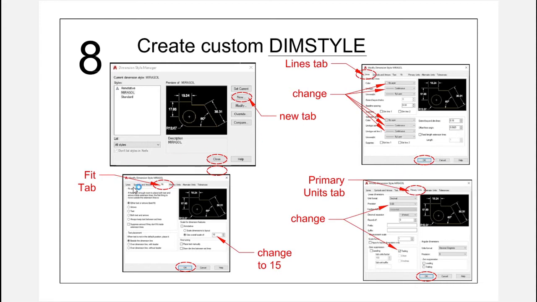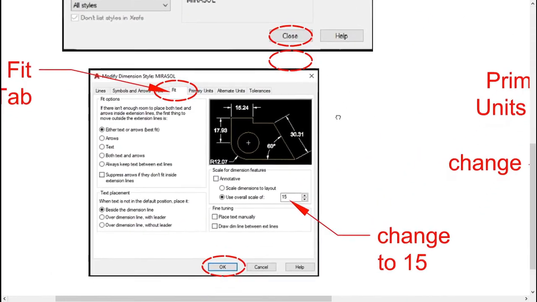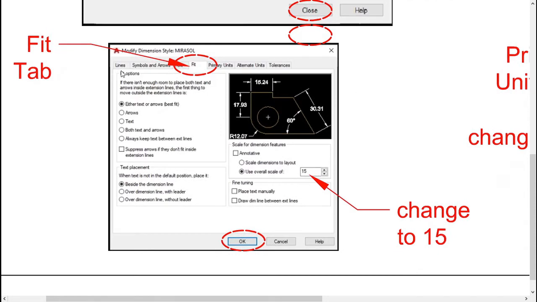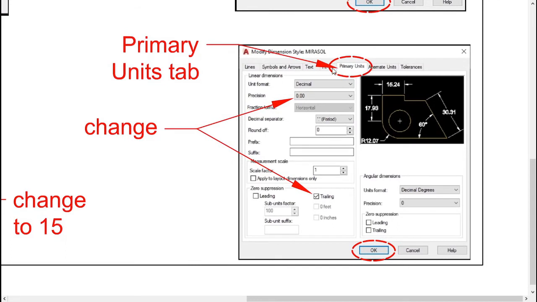Now the Fit tab. What's in the Fit tab? In the Fit tab, let's see closely. You only have to change this. Change that to 15. The default is 1, I think. Okay, then okay. Then go to the next tab, which is Primary Units.